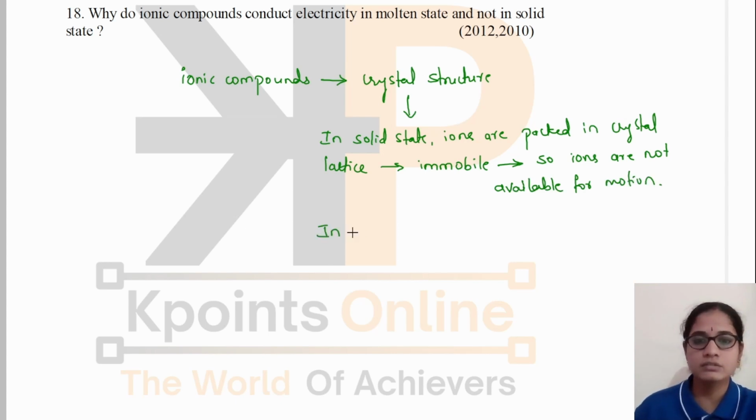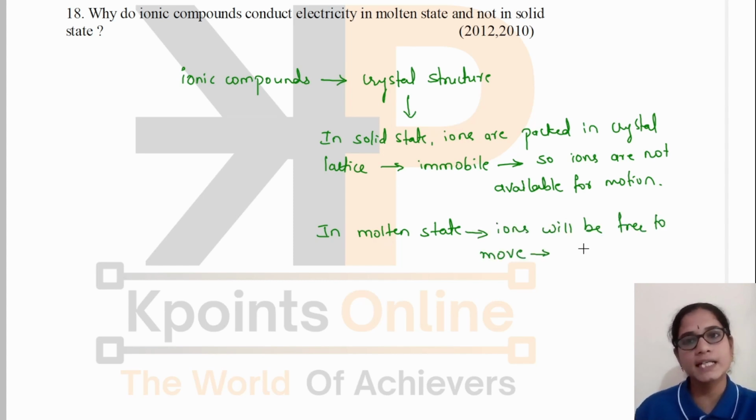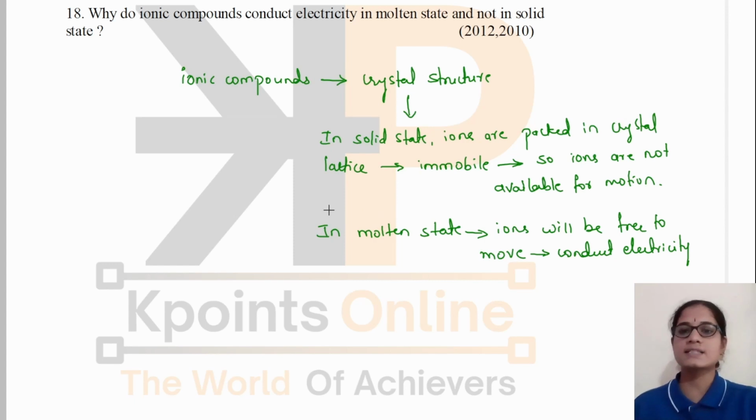Whereas in molten state, what happens? The ions will be free to move. So they conduct electricity. Have you understood the reason why they do not conduct electricity in solid state? As the ions are not available for moving, they do not conduct electricity in solid state. Whereas in molten state, the ions become free, because of which they conduct electricity in molten state and aqueous solution as well.